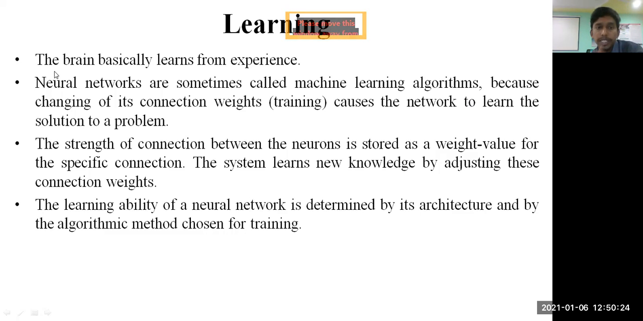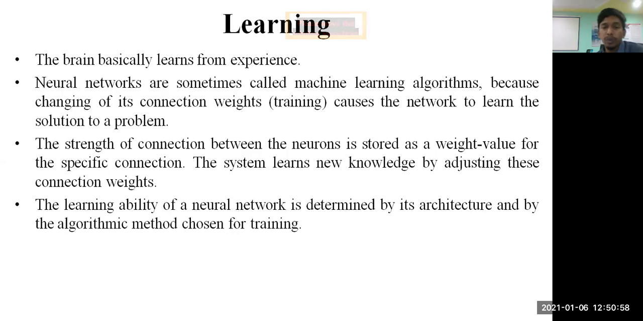Okay, so the brain basically learns from experience. You can see human beings tend to learn from many examples. Neural networks are sometimes called machine learning algorithms because of changing of their connections. Because a number of weights can be changed, the network will be considered as a machine learning concept, and it causes the network to learn from the solution to a problem. Thus, whenever you keep on changing the weights, the machine learning will try to learn.